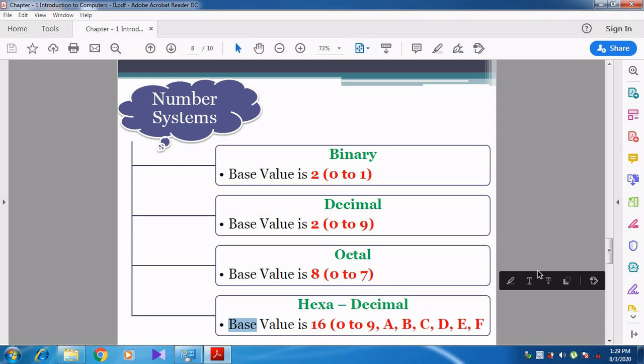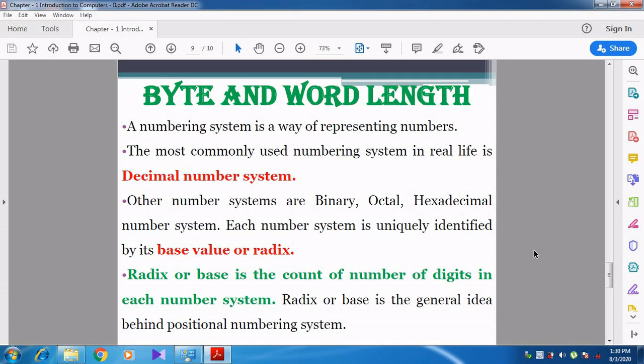What is the base of binary? 2. What is the base of decimal? 10. What is the base of octal? 8. What is the base of hexadecimal? 16. Right? Can you understand, students? Right. Now we are going to see the last topic in this. Not byte and word length; we are going to discuss number systems and radix.